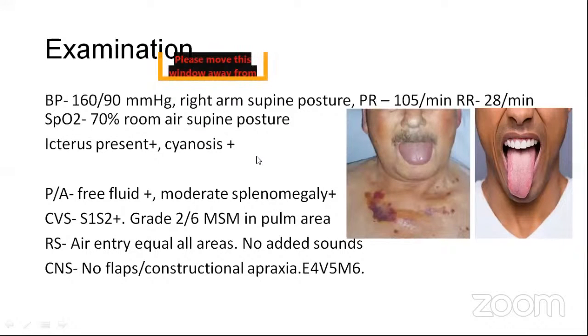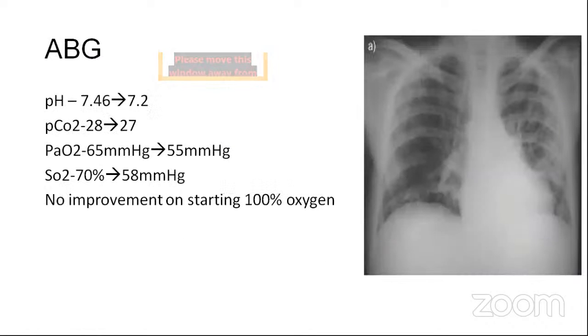Do you want to look for anything else? You want any investigation? Chest X-ray, sir. Okay, chest X-ray was normal. I'll come to the chest X-ray. Because he has this hypoxia, you want to really look at the arterial blood gas. So this was the X-ray. Anything you're noticing in the X-ray? Is it clear? Yes, sir, it is clear. Okay.